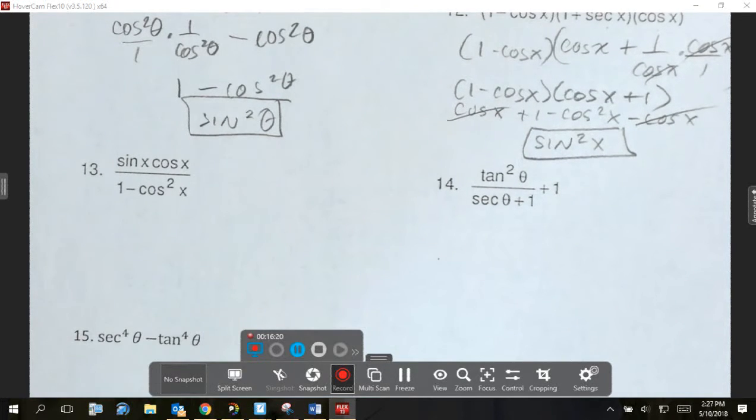Alright, number 13. This is you think and try something. I'm going to walk around, I'm going to look at your papers. I want to see something tried on your paper. Number 13, try something. I'm not sure, look at your identities. Try something.